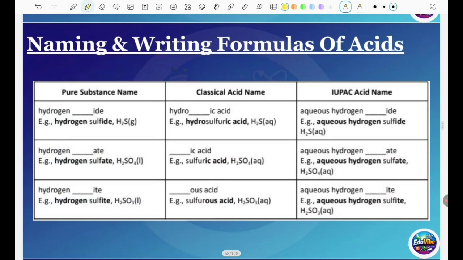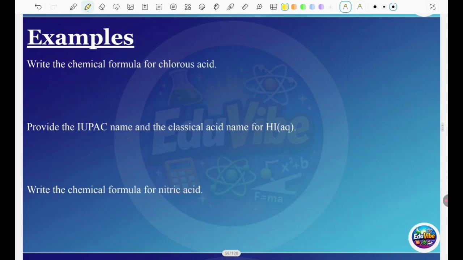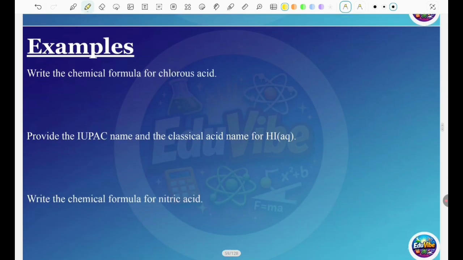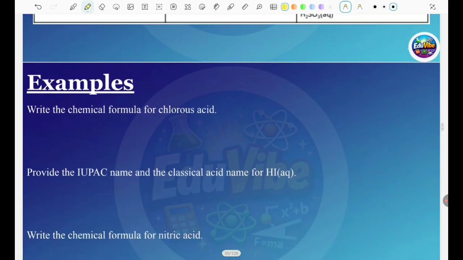So we have a full table for this, and you have to learn this table. You have to memorize this table. So the pure substance name, if we have, let's say some examples. Yeah, we have examples over there. So I can show with the examples how we can deal with this table. So we have to memorize this.